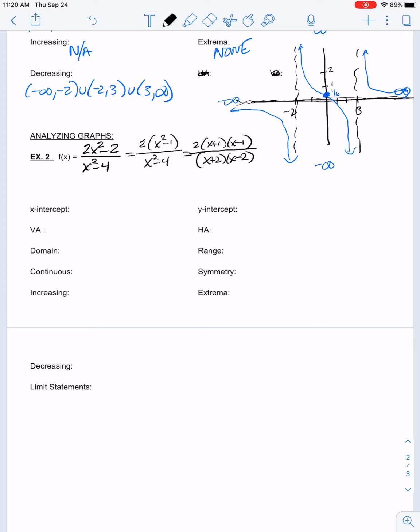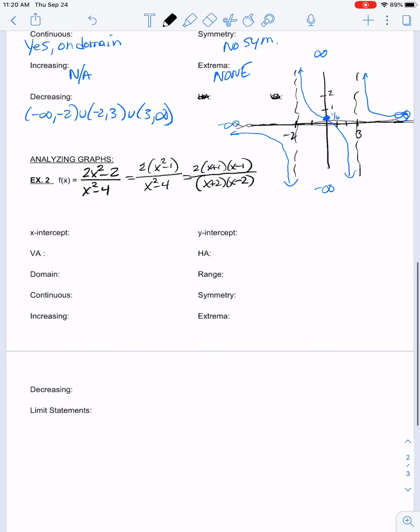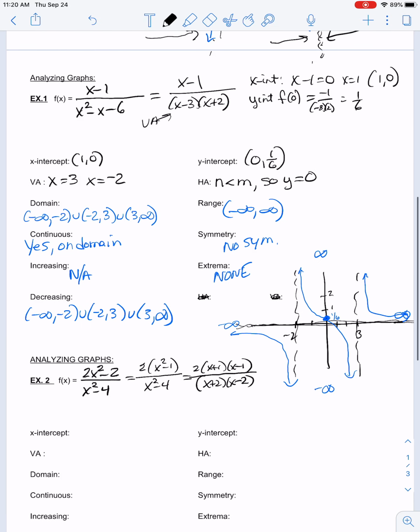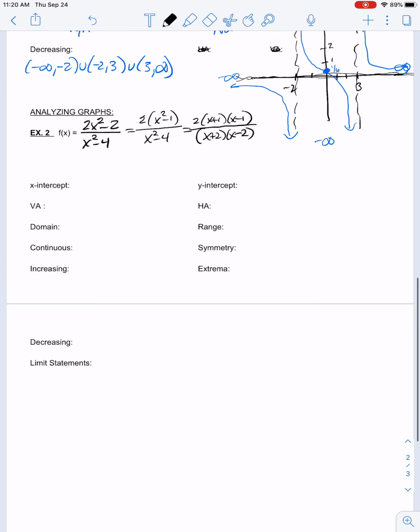Then we can go about our business thinking about x-intercepts. Like we did up at the top, if you set the numerator equal to 0, so 2, x plus 1, x minus 1 equals 0, you will find your two intercepts. So x is either plus or minus 1. You could just say 1, 0 and -1, 0.